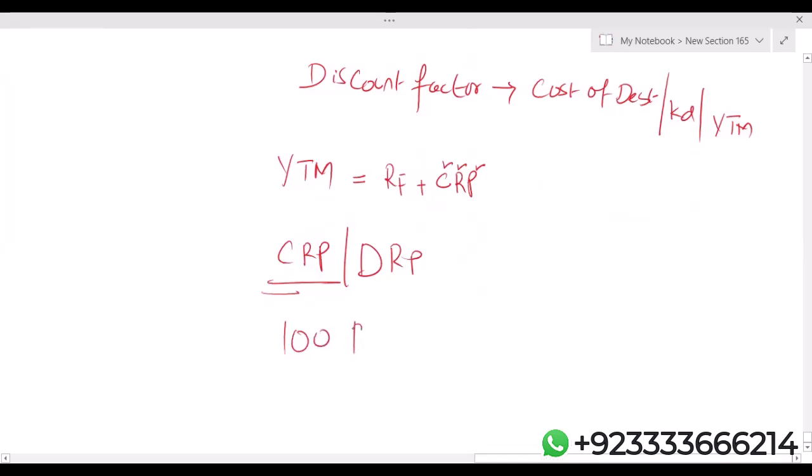Basically 100 basis points are equal to 1%. So YTM is equal to RF plus CRP. Another name for the CRP is DRP, default risk premium. And 100 basis points, they're equal to 1%.